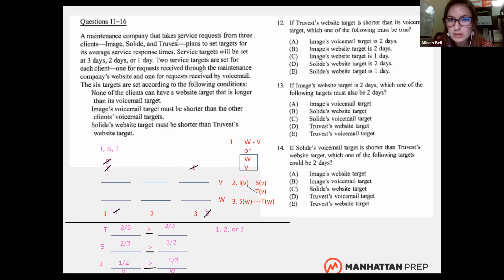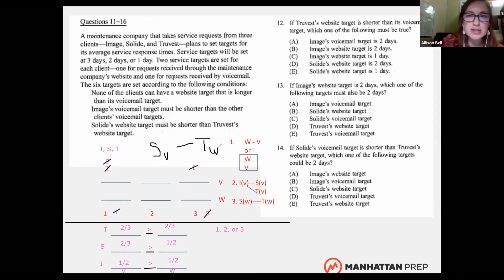And let's take a look at number 14. So S's voicemail target is shorter than T's website target. So once again, this is kind of like number 12 in that I have a new sort of rule. So I'm going to jot it down. S's voicemail is shorter than T's website target.